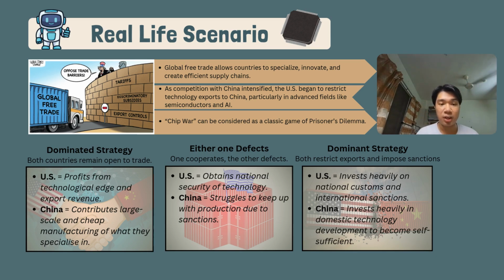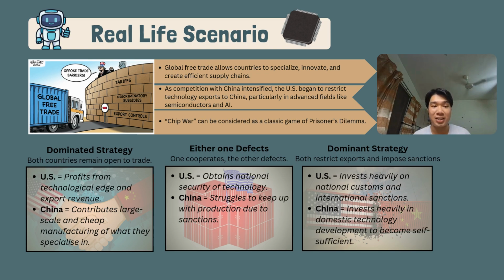On the other hand, if China defects by restricting tech exports to the United States while the US cooperates, China could create a production bottleneck, forcing the United States to find an alternative source and driving up costs. Now, if both countries defect by doubling down on restrictions, it's a trade war.